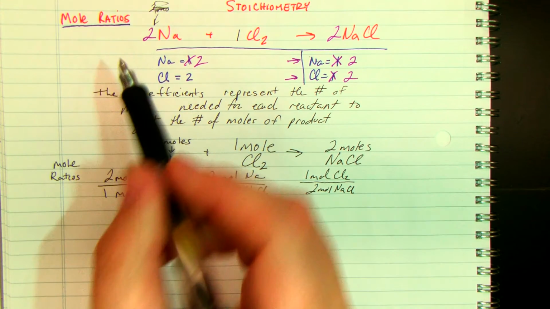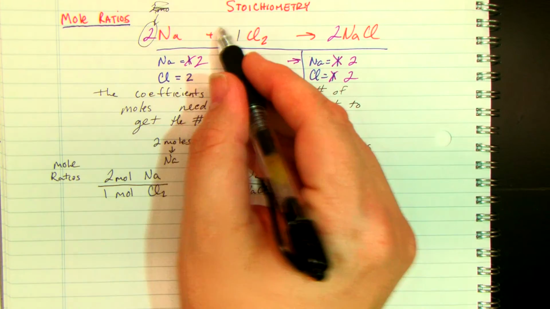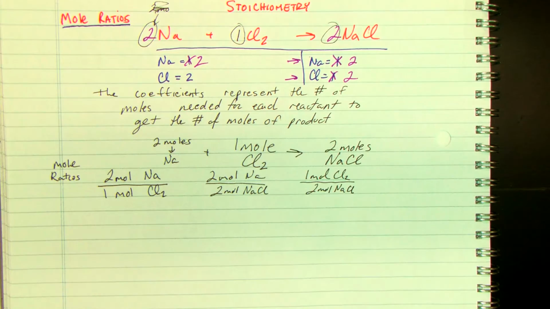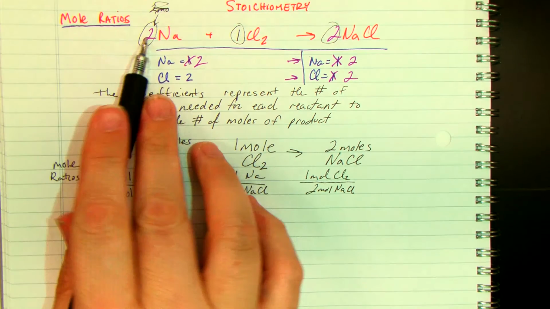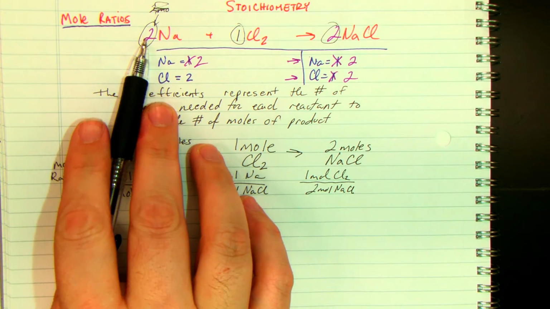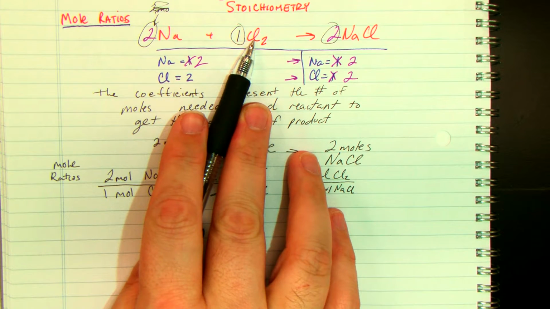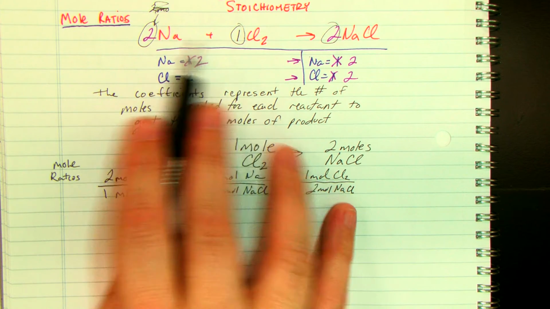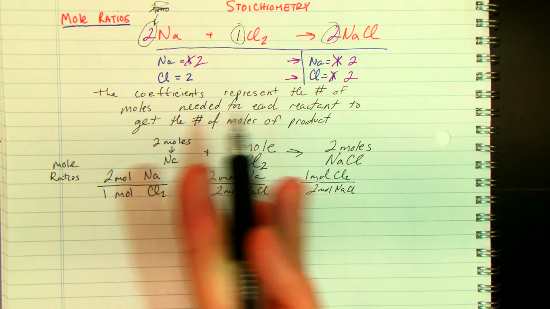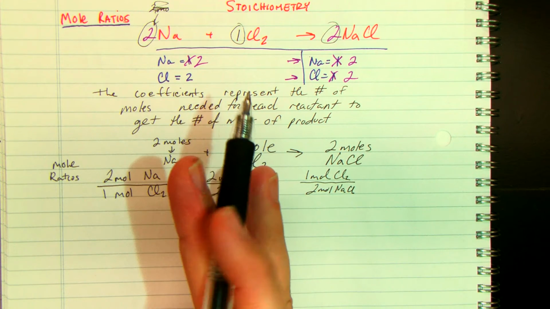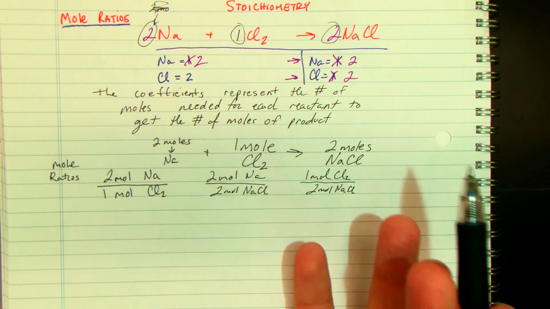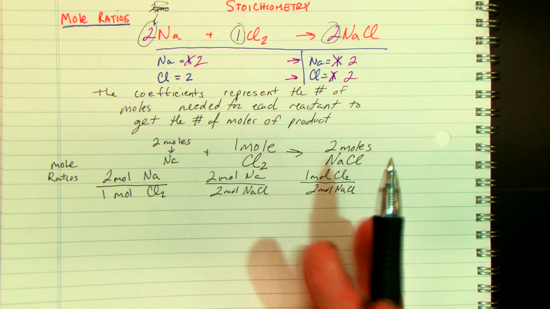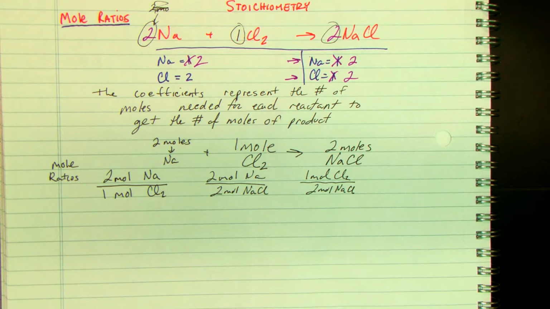These are the number of moles that we have. 2, 1, and 2. So for every 2 moles of sodium, I need 1 mole of chlorine in order to make that reaction actually work. But the ratio helps us to determine, all right, let's say we have certain amounts of these reactants. Are we going to get those to work? And that's what I want to talk about next.